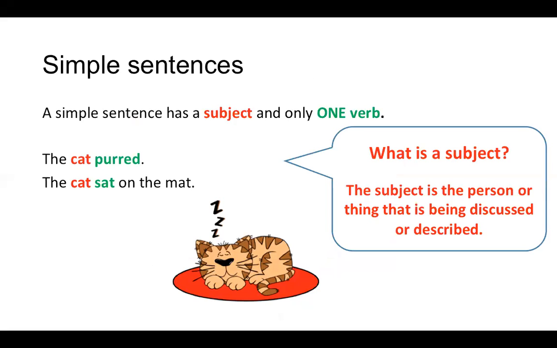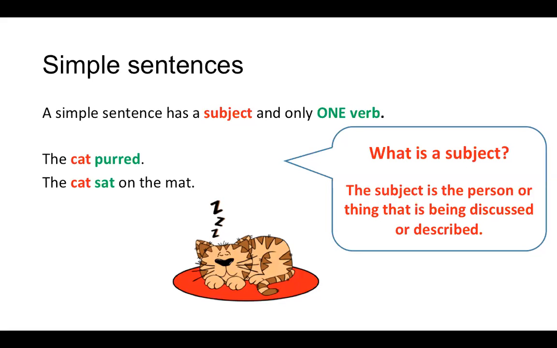What is a subject? Well, the subject is the noun in the sentence that is being discussed or described. So the person or thing that is being discussed or described. If you have a look at the first sentence, the cat purred, we only have one noun, the cat, and we've got one verb, purred. We know that the cat is the subject because it is the thing that is being described.